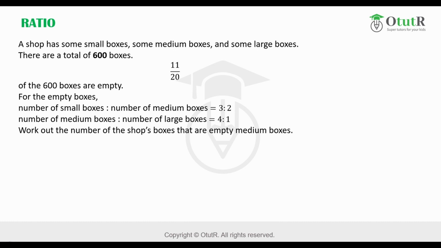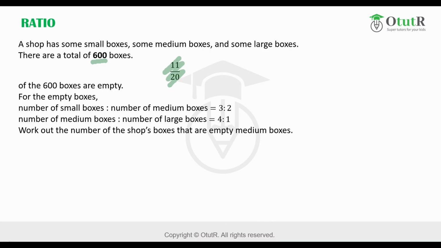Okay, so we have been given a question on ratio. Let's read the question first. The question mentions that a shop has some small boxes, some medium boxes, and some large boxes, and there are a total of 600 boxes available, right? And out of the 600 boxes, it is said that 11 over 20 boxes are empty.